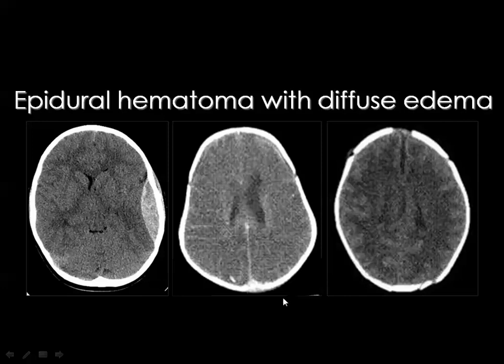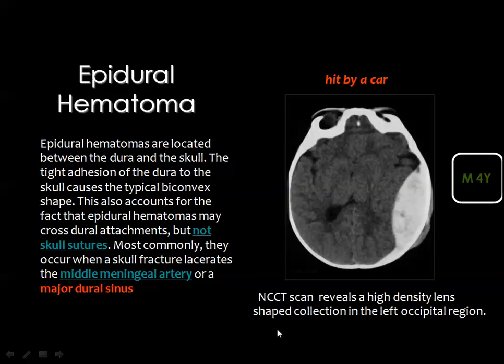Diffuse brain edema, you can see the diffuse hypodensity of the cerebral hemispheres, and also there may be attenuation of the ventricular size, and also there is loss of the gray-white matter interface. You cannot discriminate between the gray and white matter because of the diffuse swelling of the brain parenchyma.